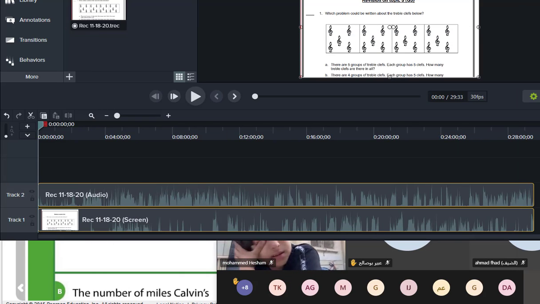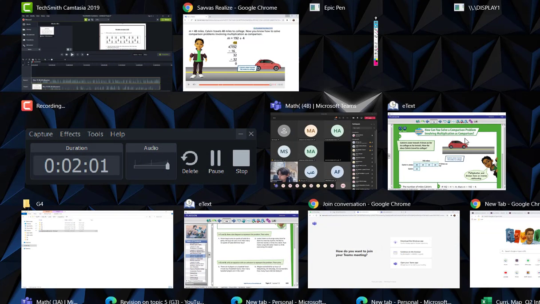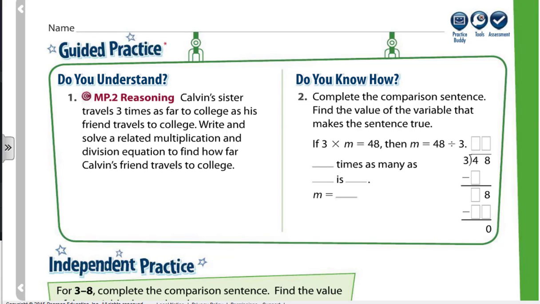Okay, my heroes. Now we move back to the book. And to page. What page is this? 335. Great, thank you. 335. Okay, my heroes. We are solving question number 1.